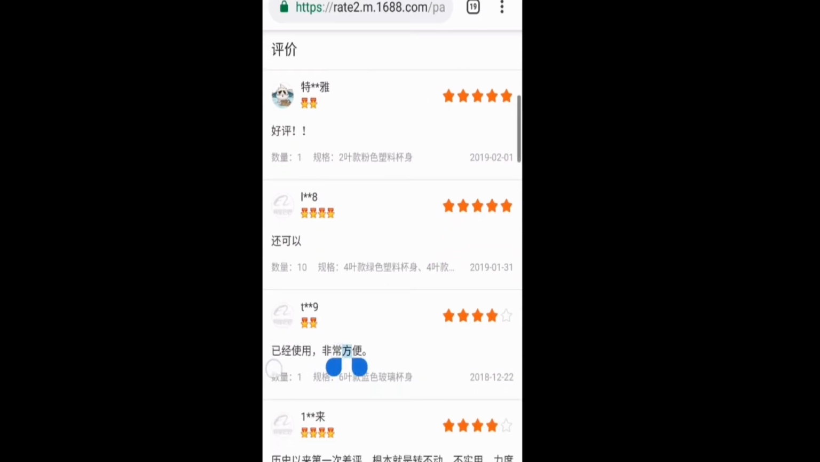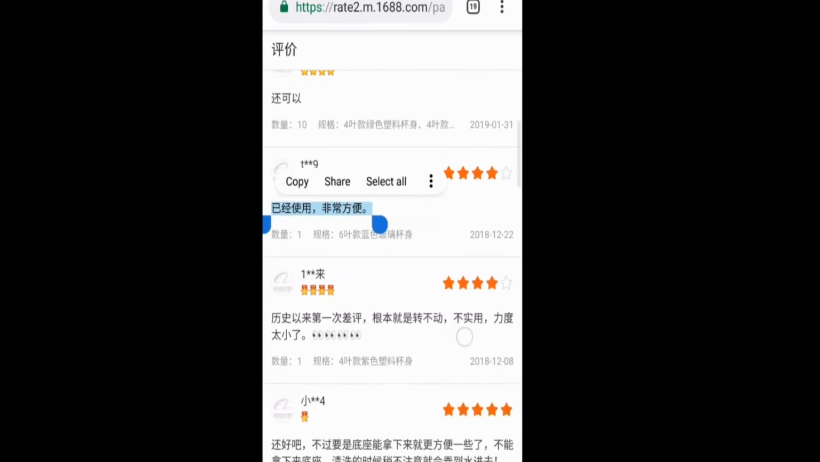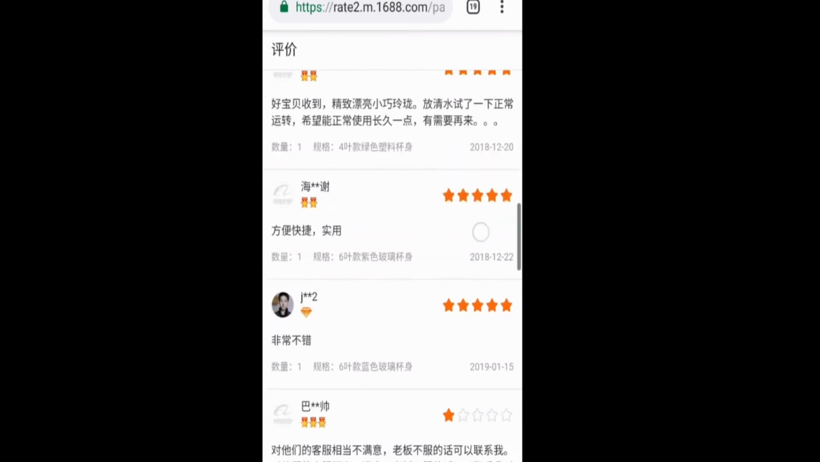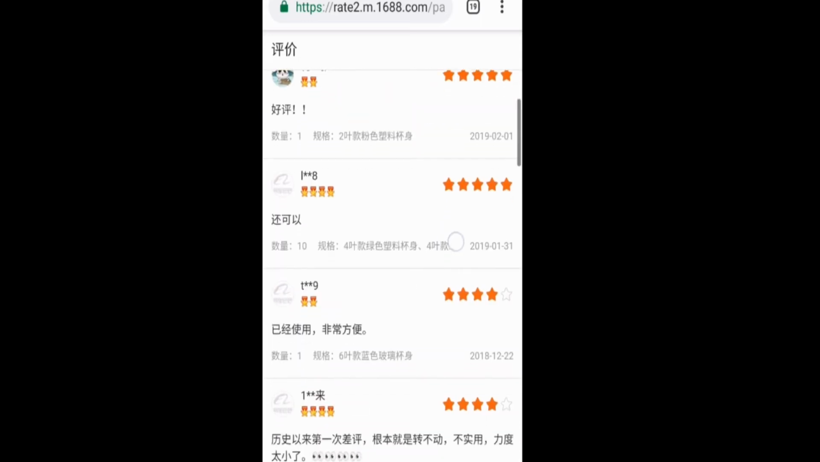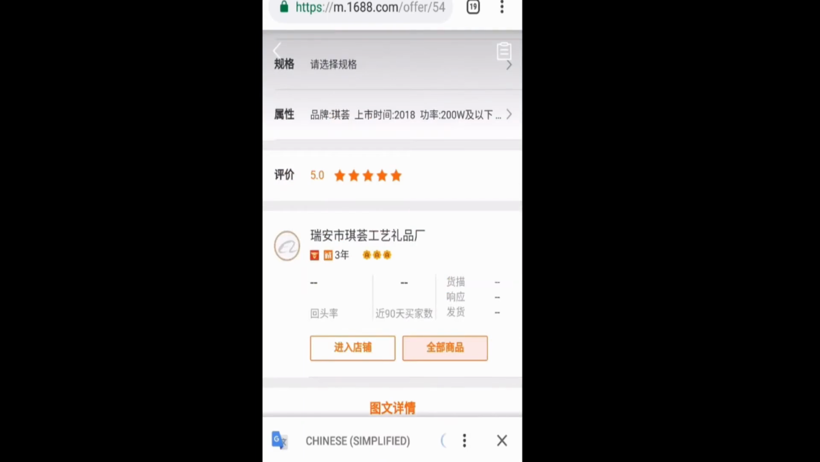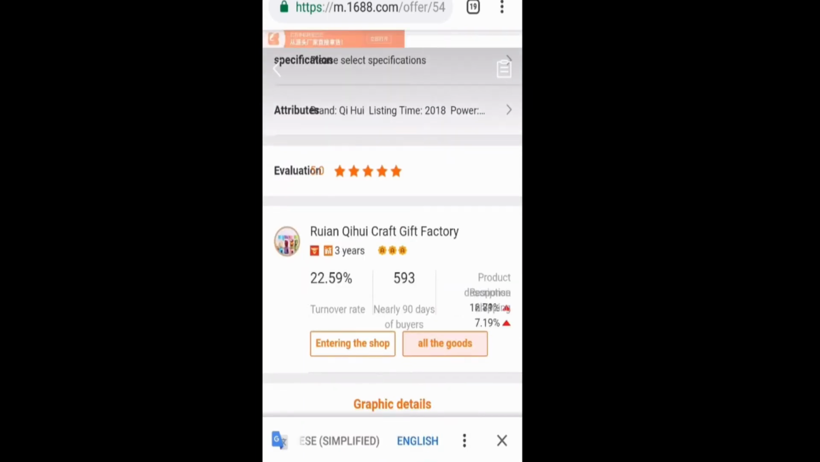If you really want to see everything that was said, you can copy it, and then go to your Google Translate and translate what they said. Okay, but from what I can see here, you can see good ratings, 5-star, 5-star, and all the stuff, which is good. So let's go back. So now we've gone back to our site.